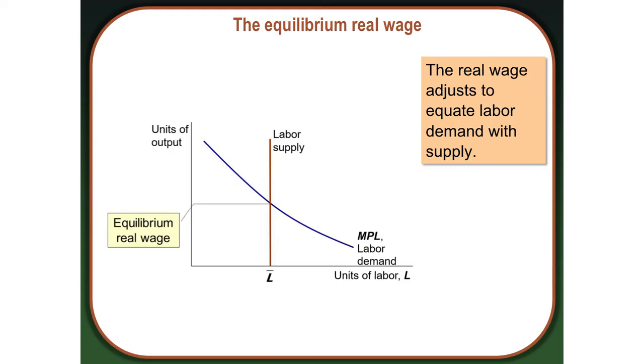Now, just to imagine what would happen if the wage were higher than the equilibrium wage, well, then the demand would be a lot less than the supply. That would create a surplus of labor, and that would drive the price down. If the wage were really low, then the demand would be greater than the supply, creating a shortage, which would drive the price up. And so given time, the wage is going to adjust until we reach the equilibrium at the intersection of supply and demand.